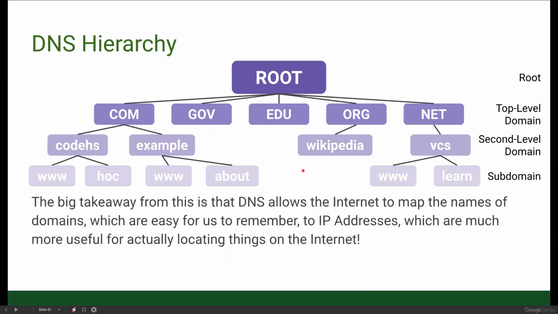So the biggest takeaway from this lesson is that DNS is going to allow the internet to map the names of domains, which are easy for us humans to remember, to those IP addresses, which are very useful in actually locating things on the internet. So we're mapping useful to humans to useful to machines so that we can efficiently use the internet.